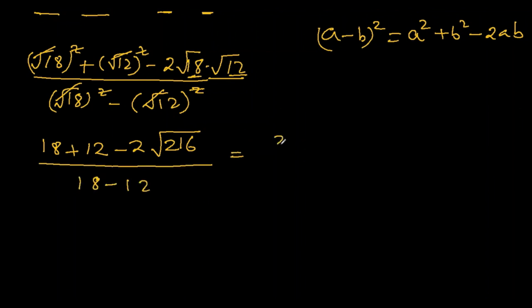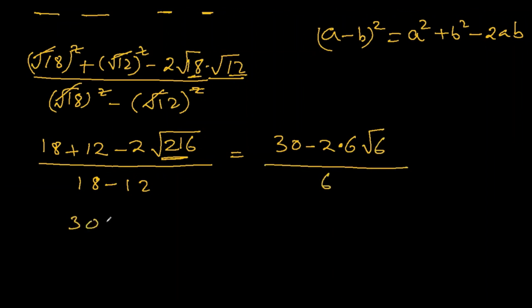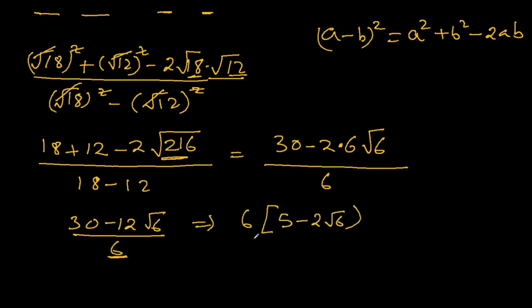So this becomes 30 minus 2, and square root 216, if you use your calculator, you'll get it as 6 square root 6, divided by 6. So it becomes 30 minus 12 square root 6 over 6. And now 6 can be taken common out of this so that the denominator gets cancelled out. So 6 taken common, we'll be left with 5 minus 2 square root 6 over 6.